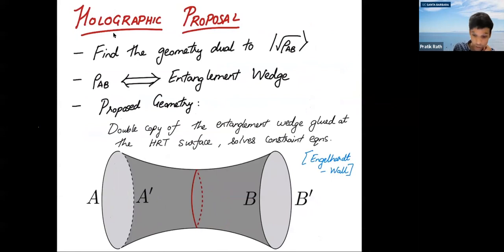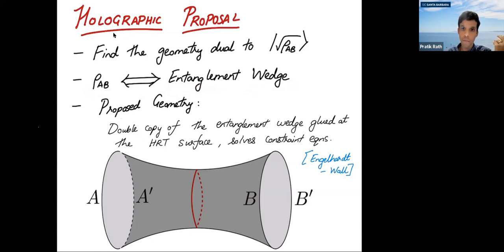So let me give you some intuition for the holographic proposal. What we'd like to do is compute the entropy in a particular state, which is this square root of rho AB. One simple way to do this is to find the geometry dual to this square root of rho AB. And what we already know from the previous discussion about subregion duality is that the region of the bulk that rho AB accesses is the entanglement wedge of AB.